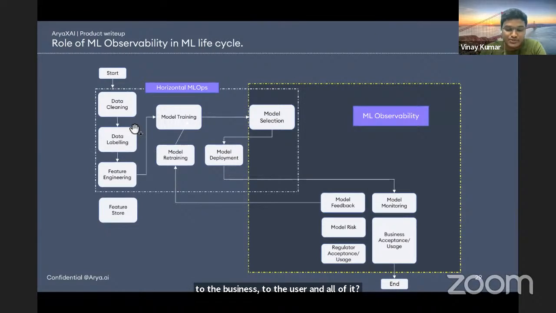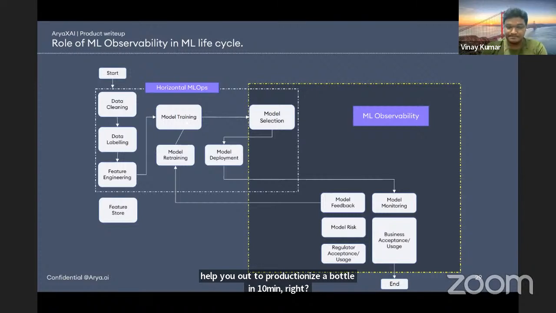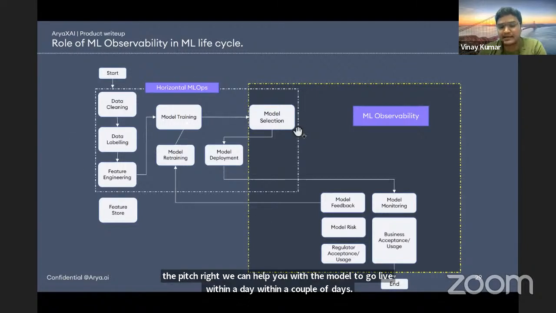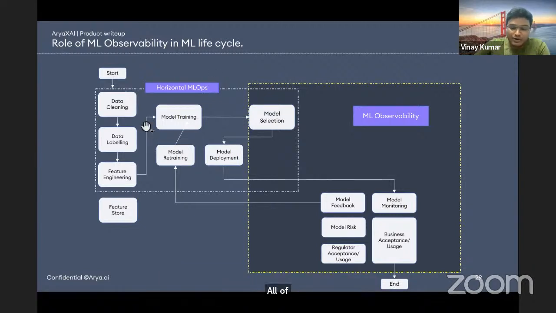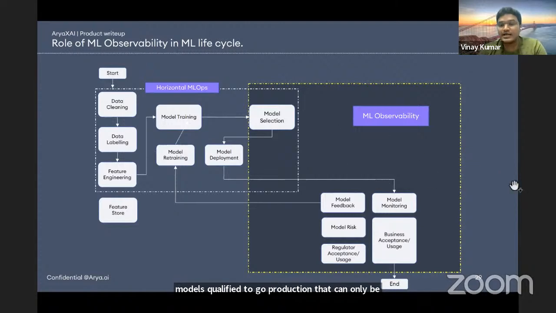All the horizontal MLOps today are mature enough to help you productionize a model in 10 minutes, right? That's the pitch. We can help you with the model to go live within a day, within a couple of days, all of that. But the question is, are all models qualified to go to production? That can only be validated, vetted, and made safe when you have a good ML observability tool.